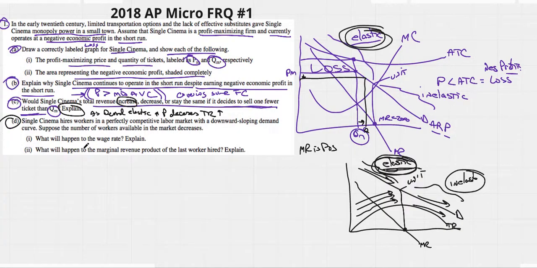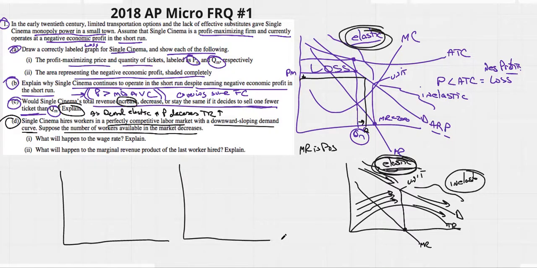All right, next question. A single cinema hires workers in a perfectly competitive labor market with a downward sloping demand curve, obviously. Suppose the number of workers available in the market decreases. So let's draw that side by side. Labor markets. Now, these are labor markets, not product markets.